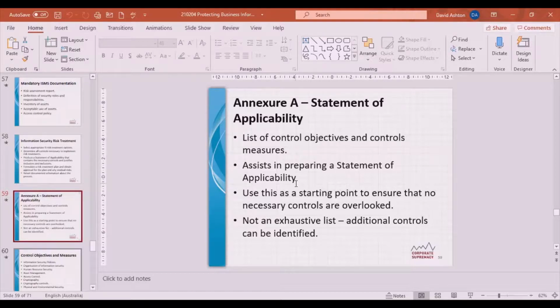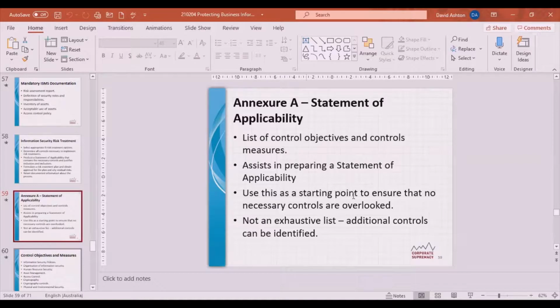So it's identifying the objective, what you want to achieve, and then putting in place the control measures, or outlining the measures that you're going to use to achieve that. So in this case, segregation of duties, and then what is the control measure that you're going to put in place. And there are 18 of those control objectives in the statement of applicability, and you need to have a measure for each of those that are applicable to your organisation.